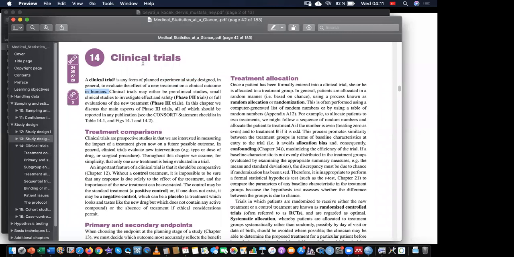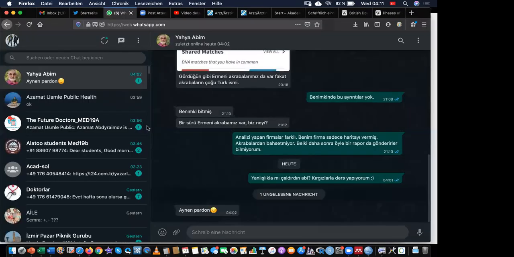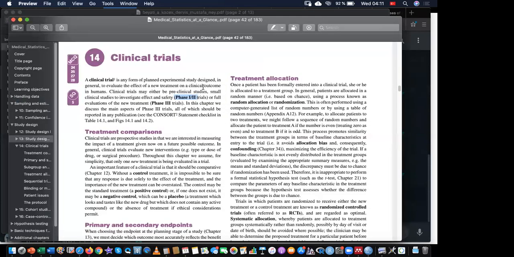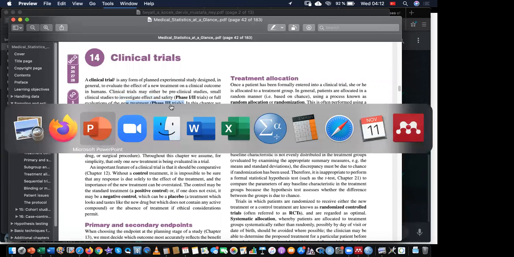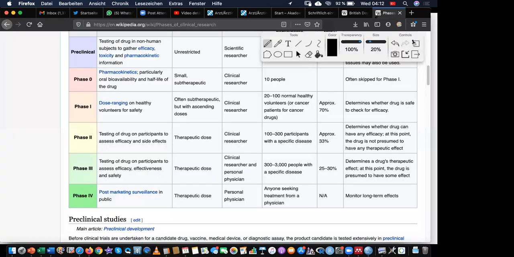And when we speak about clinical trials, we have the phases of studies, phases of research. In our book, they just briefly mention phase one, two trials, which investigate the effects of safety and full evaluation of the new treatment. We speak about phase three trials. But it's better if you write down all the phases because that's not all about the phases.